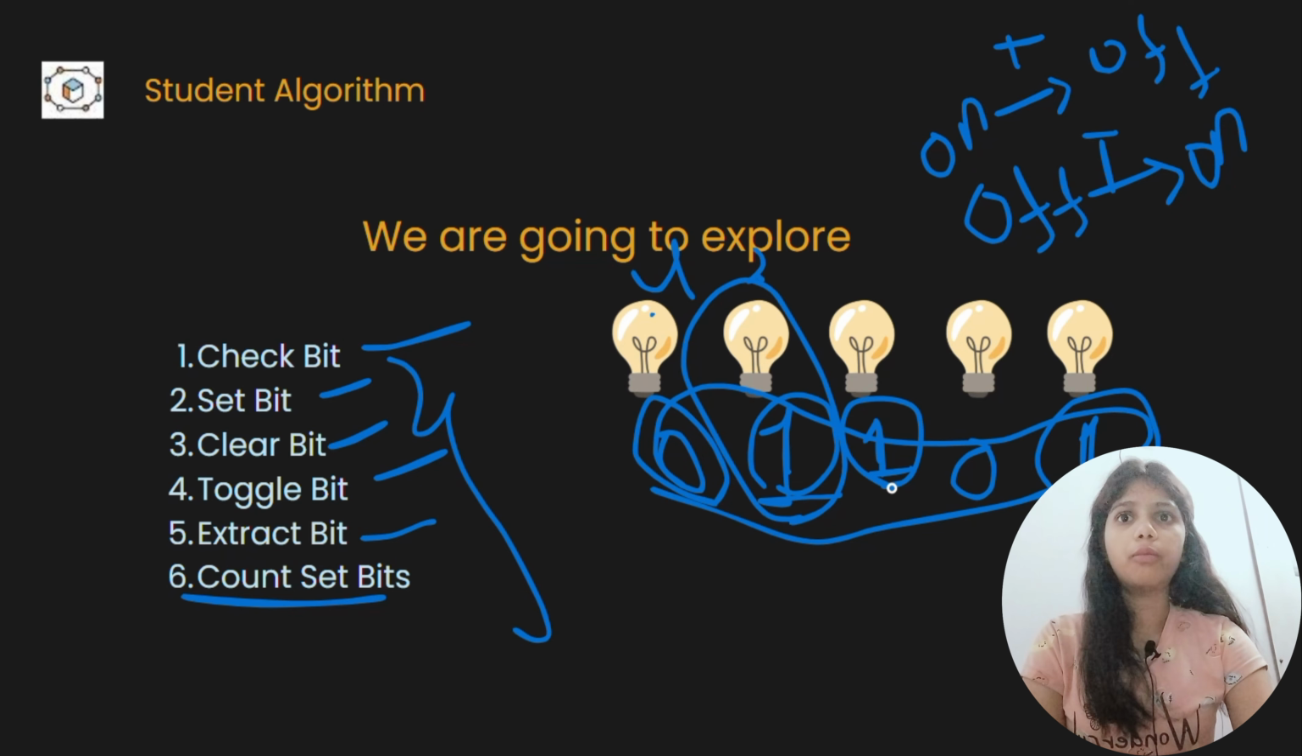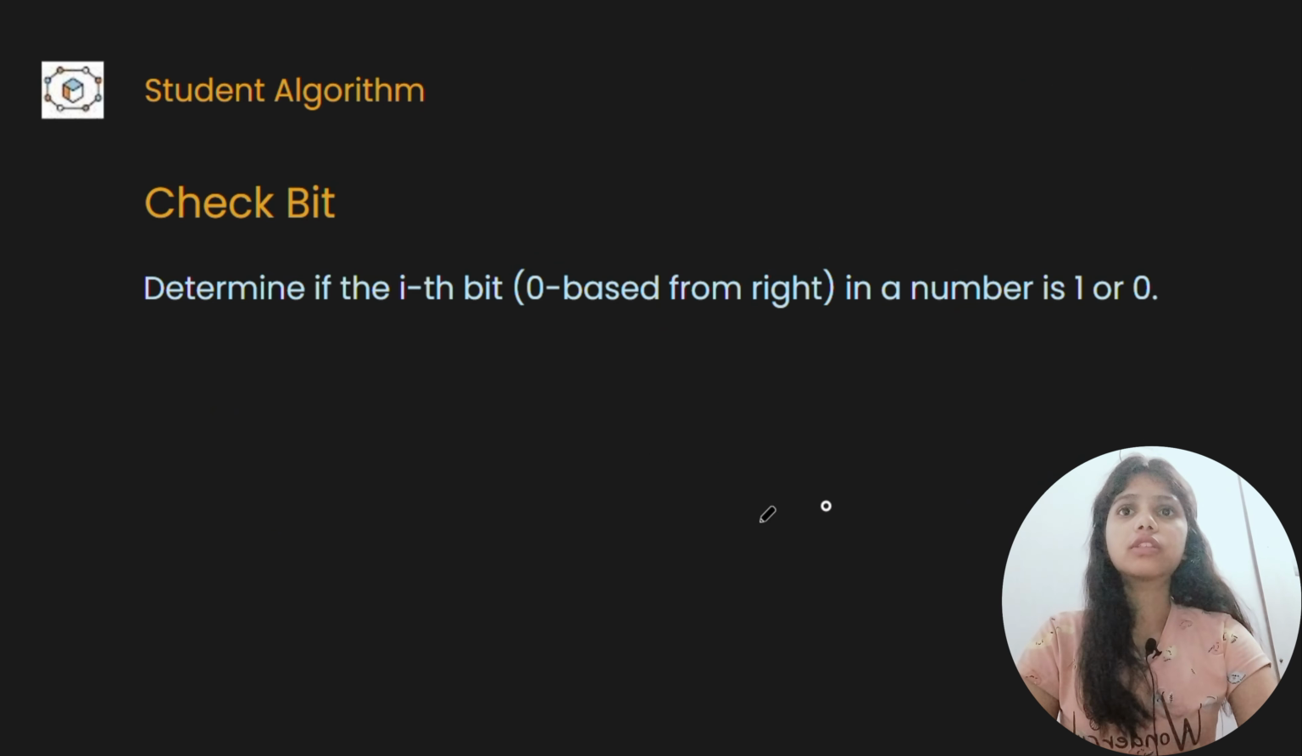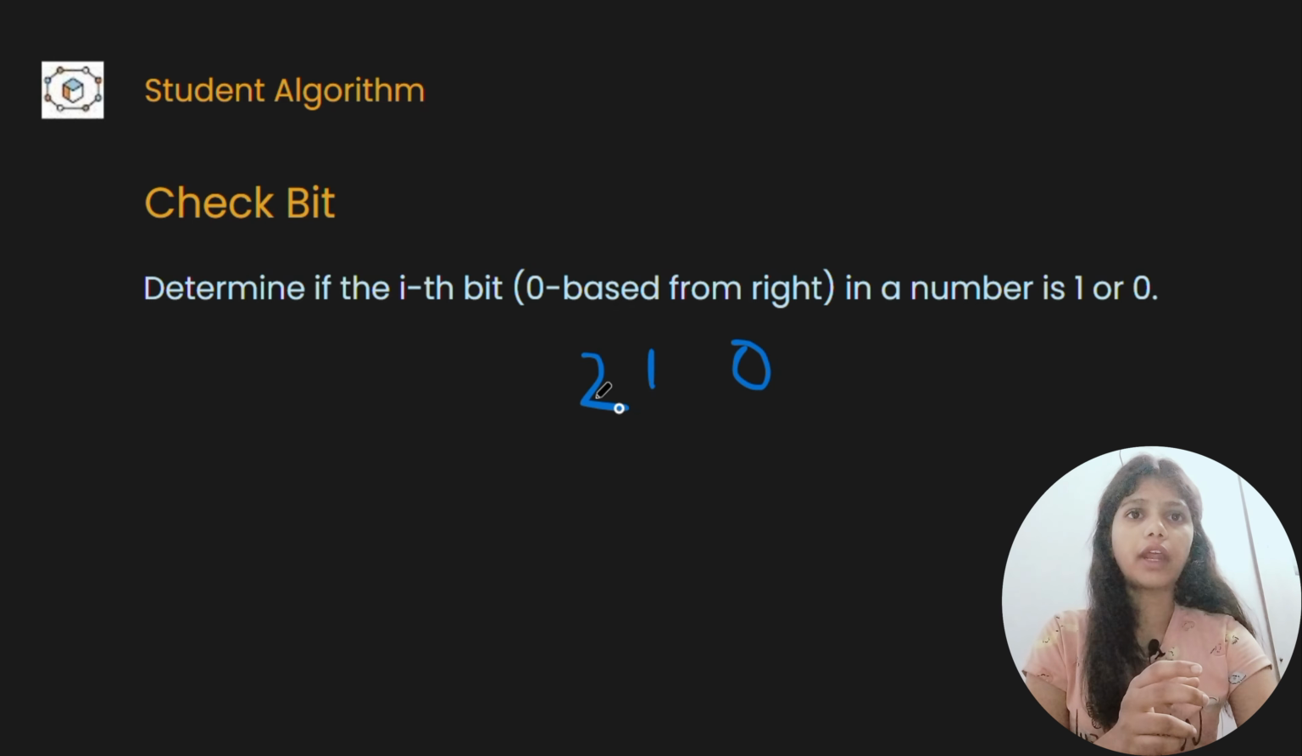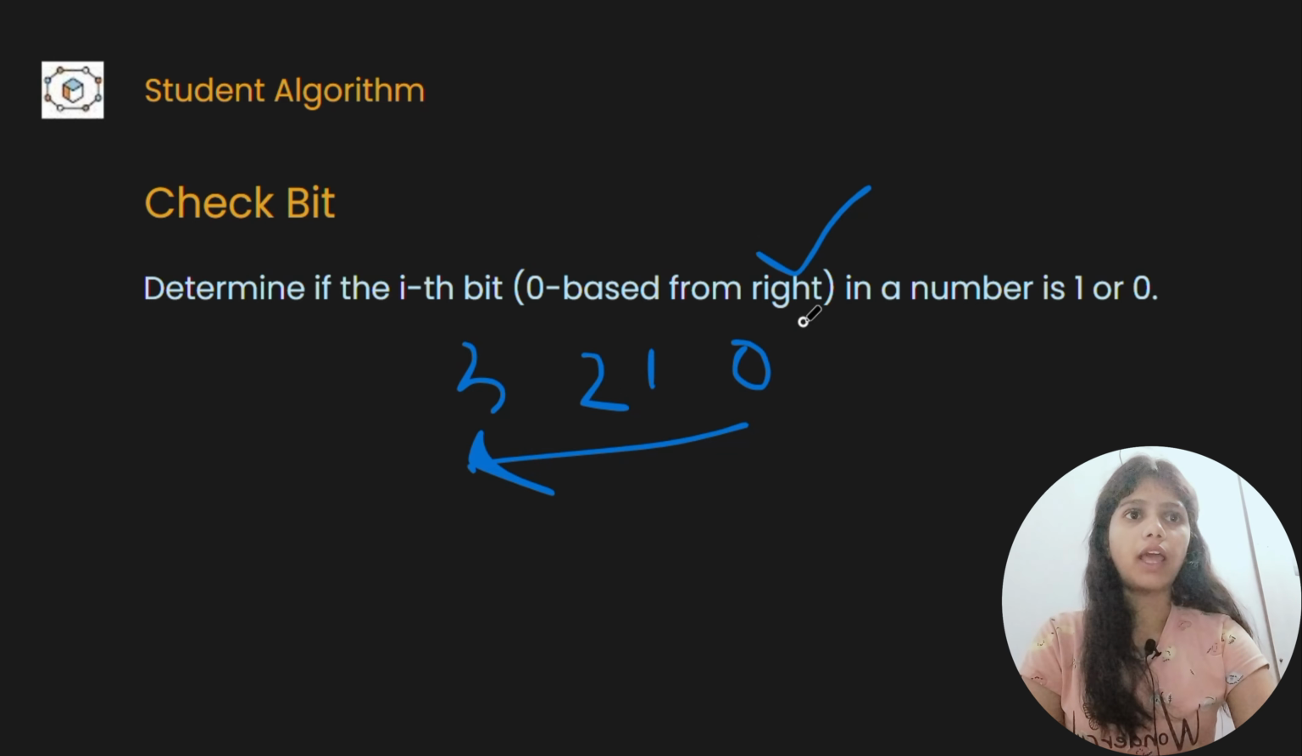Now let's move into the topics. First, check bit. Check bit is nothing but determining if the ith bit, 0 based from the right, is 1 or 0. We need to give the positions from right to left, so that's why I mentioned 0 based from right to left.